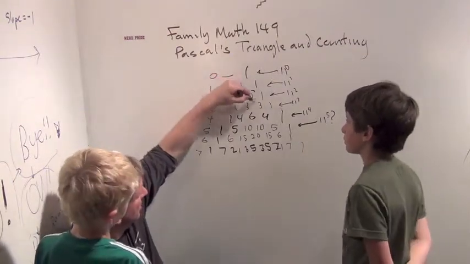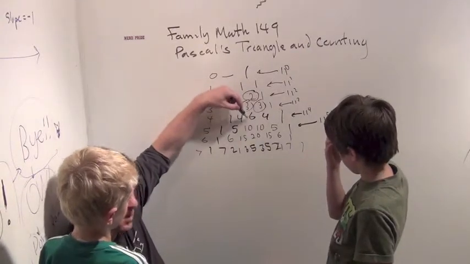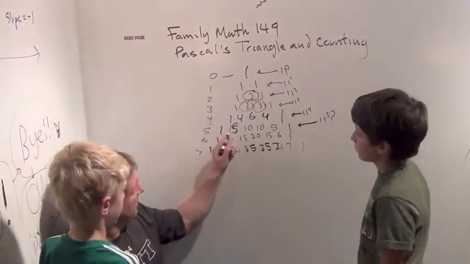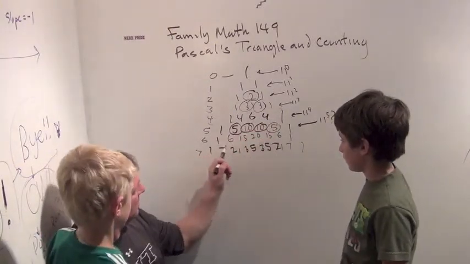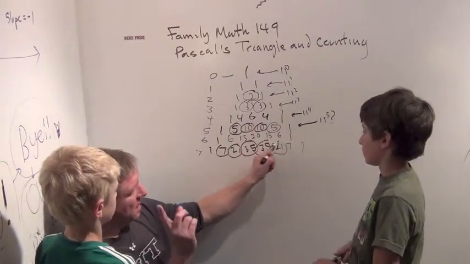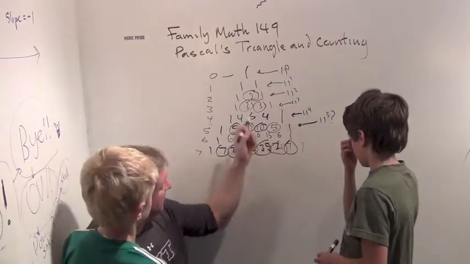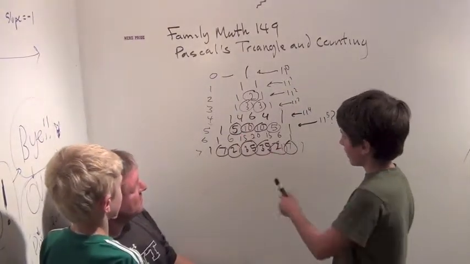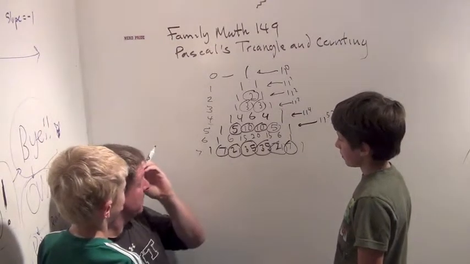2 does. 3 does. 4 doesn't, because 6 isn't a multiple of 4. 5 does. 6 doesn't. 7 does. Based on the pattern you see so far, probably the 9th row will have multiples of 9 in it. Okay, what's the pattern you think you see?